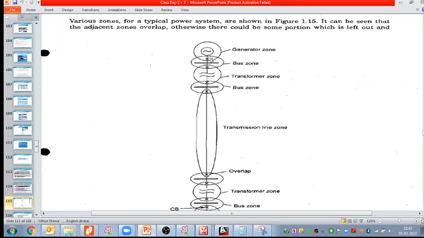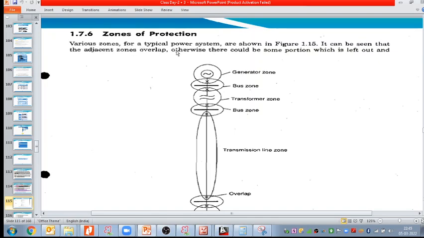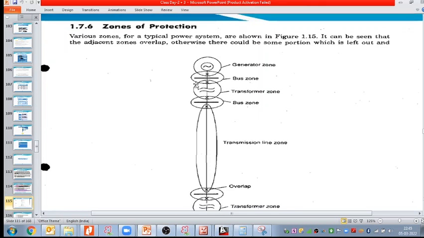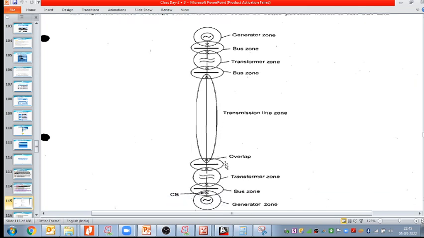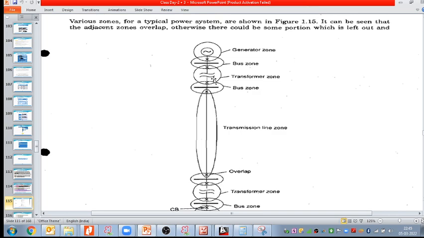Second, this one is my bus zone, and we overlap the various zones, as shown in the figure for a typical power system. It can be seen that the adjacent zones overlap, otherwise there could be some portion which is left out. So that is why overlapping is required. In the overlapping we can also set the priorities. This is my generator zone, then this is my bus zone, and here my transformer zone, and this is again a bus zone, and here my transmission line zone, and again transformer, generator, circuit breaker. So this is the power system network.